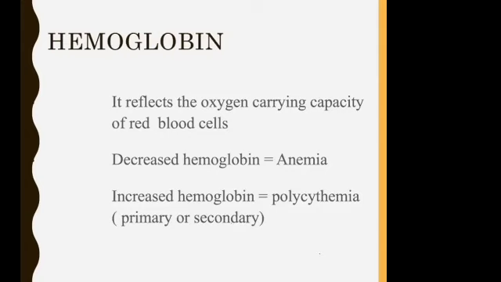Now we're going to discuss the RBCs. I'm going to lay out some terms before we start going into how to interpret the RBCs on a CBC. So hemoglobin, everyone knows what hemoglobin is. Hemoglobin carries oxygen within the RBCs. So the number given next to hemoglobin on the CBC just reflects the oxygen carrying capacity of the red blood cells. Okay. If you have decreased hemoglobin, the patient has anemia.